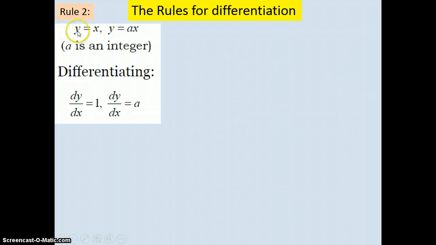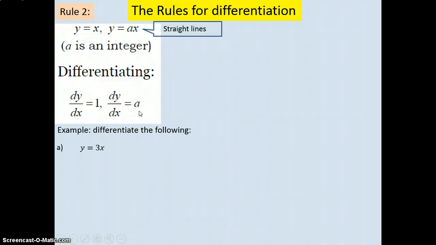The equations of these lines here, the line y is equal to x and the line y is equal to ax, are equations of a straight line. We know that the equation of a straight line is in the form y is equal to mx plus c, and the gradient is the number in front of x. So here we see that the number in front of x is 1, therefore dy/dx is 1. And the number in front of x here is a, so we see dy/dx is equal to a.